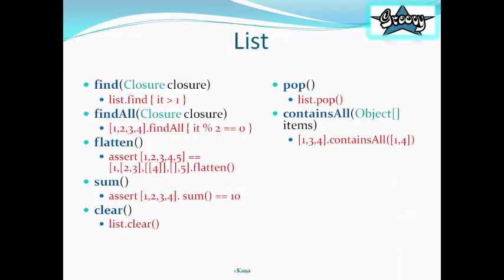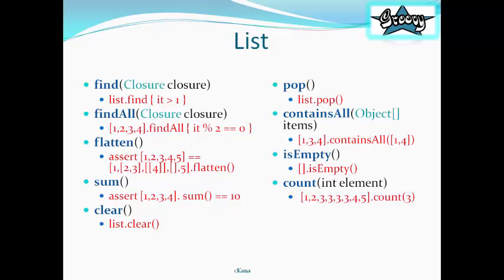Then we have containsAll. It returns true if this list contains all of the elements in the specified array. Then we have isEmpty which checks if the list is empty or not. We have a count method which counts the number of elements in a list. Then we have a sort which sorts all the elements in the closure.